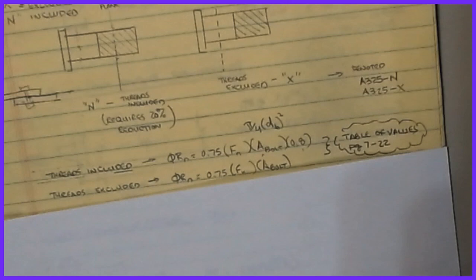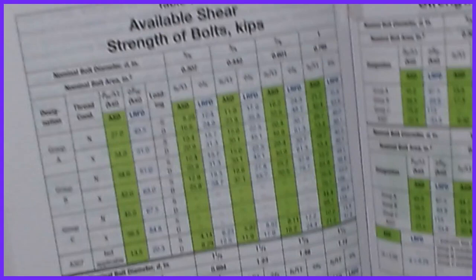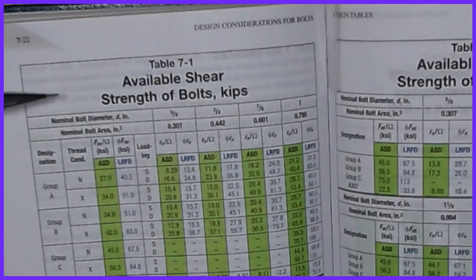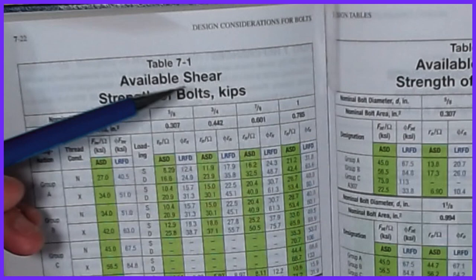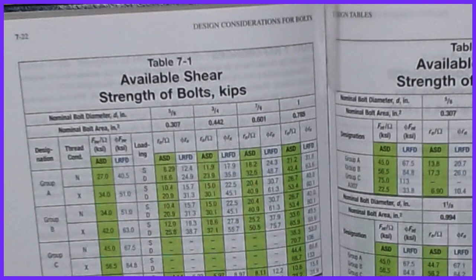So I'm going to point you to a really handy table. In fact, there are two of them, but this is the one I want you to look at first. That is Table 7.1, in section 7 of the manual, on page 7-22 of the 15th edition. Table 7.1 is our available shear strength of the bolts, and it's very easy to read this table. I apologize, it's a little blurry, but I think we can make it out here.